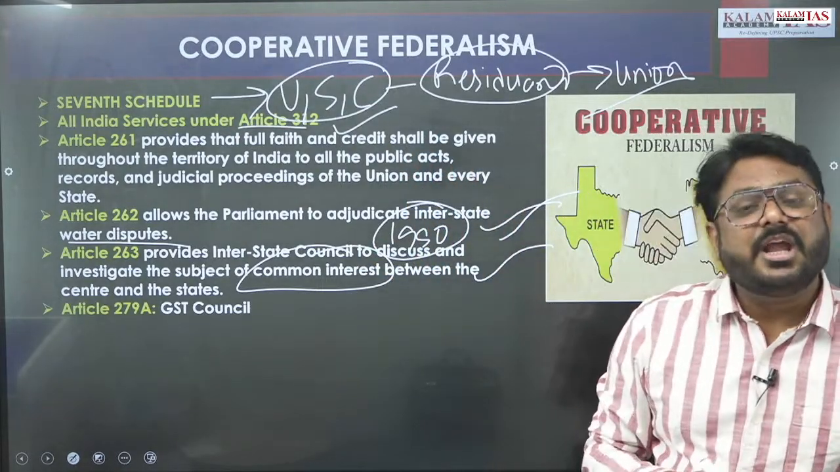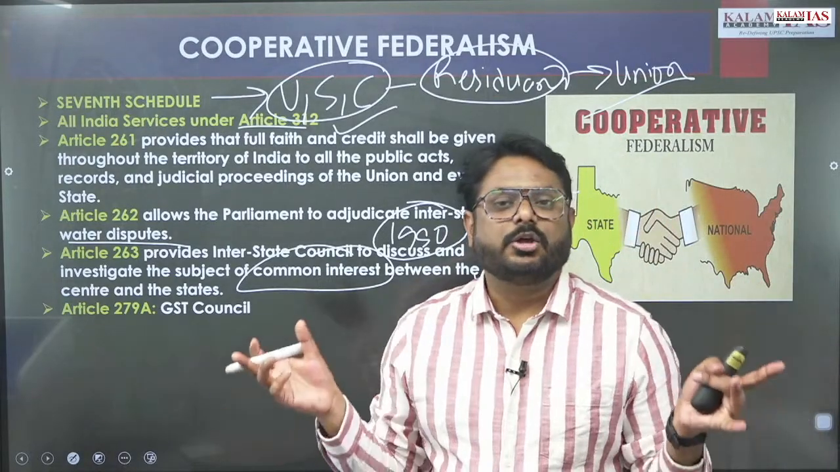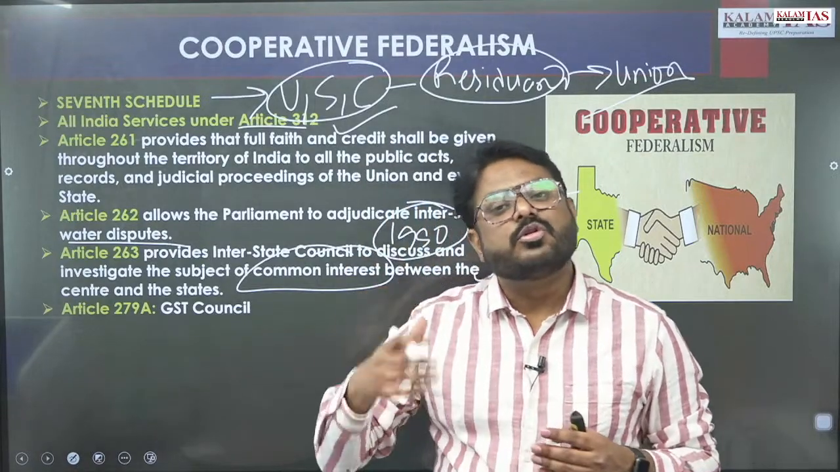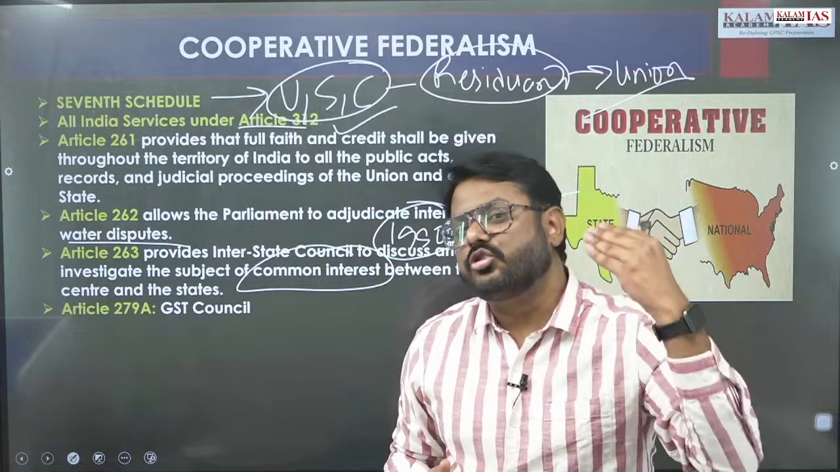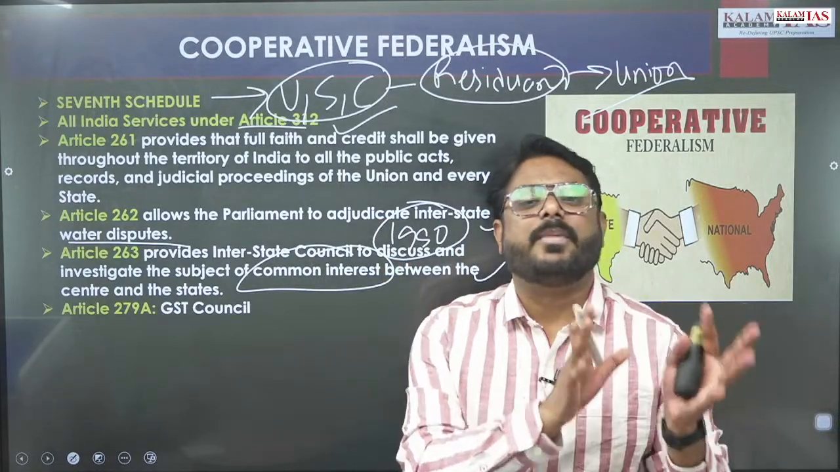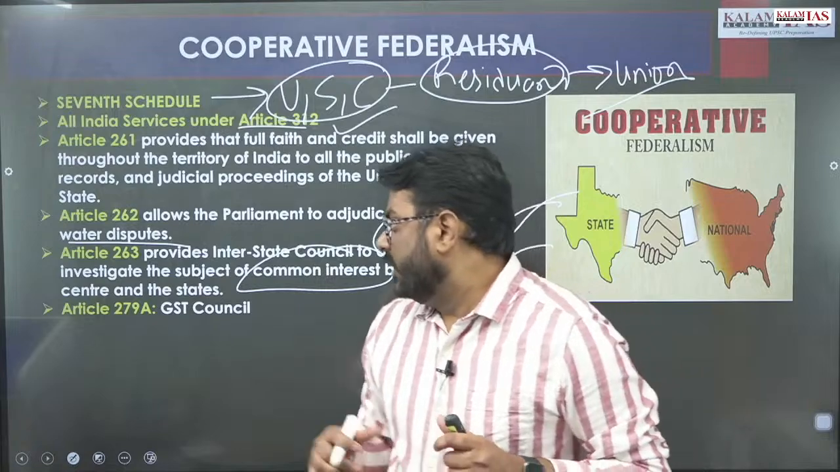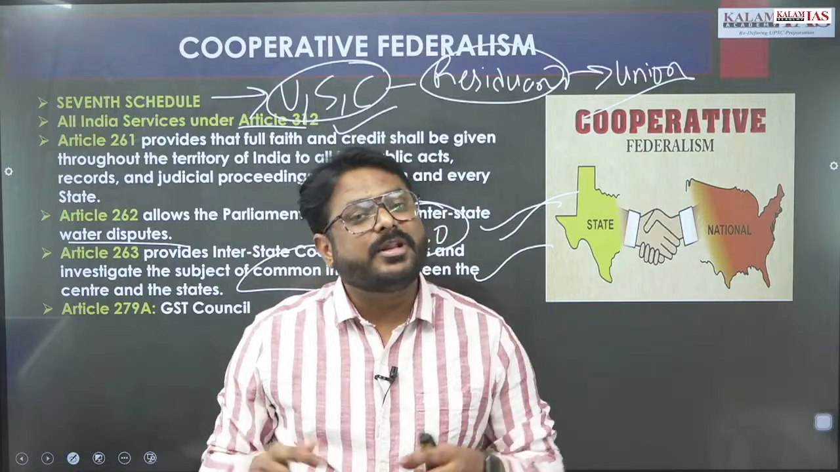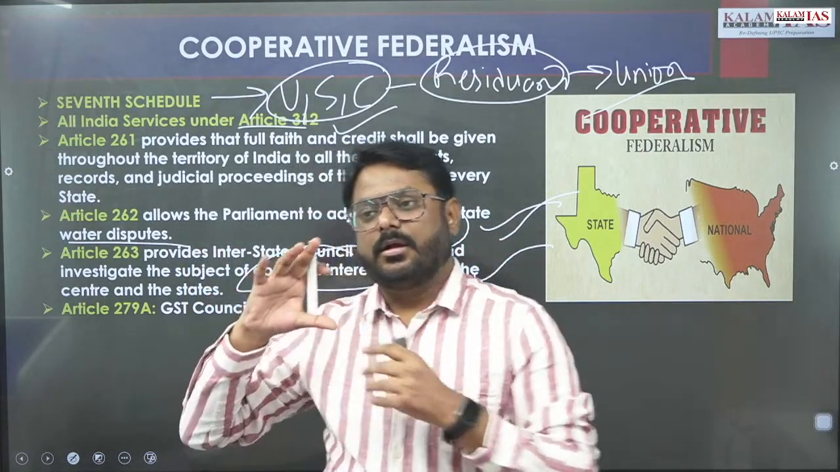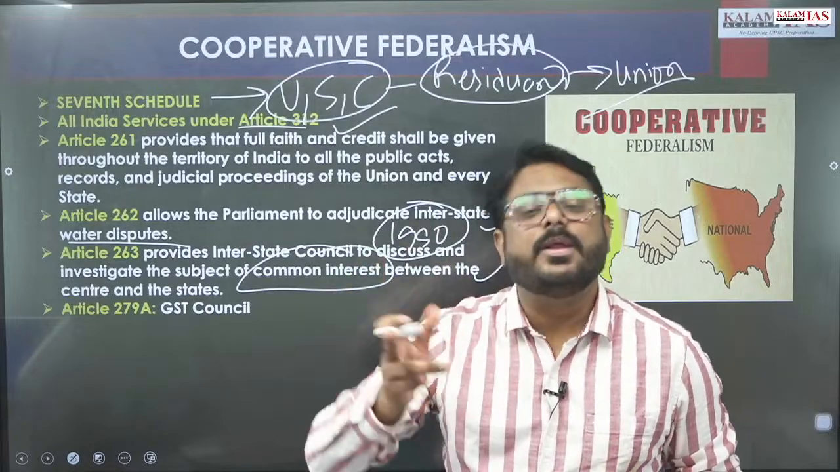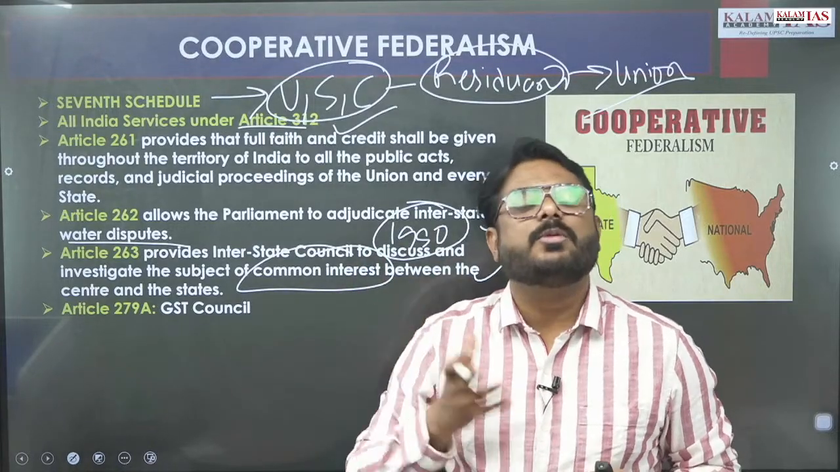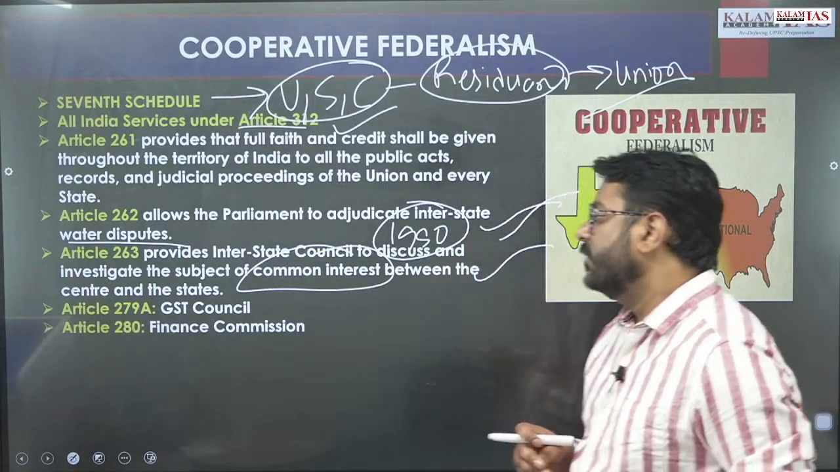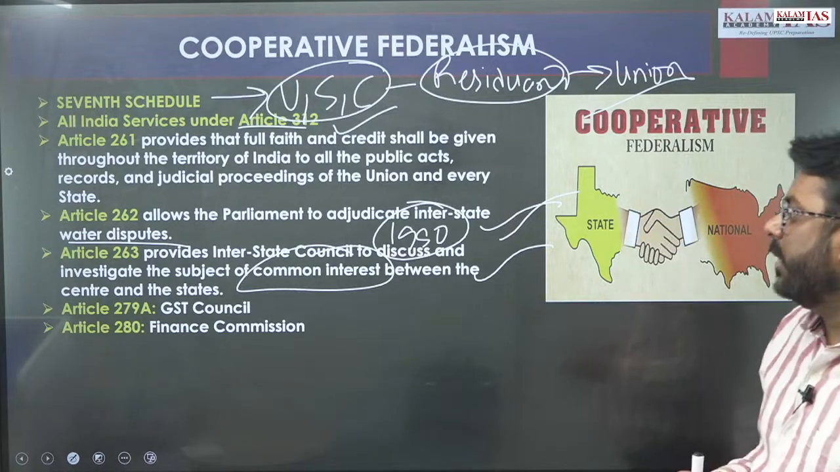Under Article 279A of the Constitution of India, the GST council has been made, right? One nation, one tax is goods and services tax. Through the 101st Constitutional Amendment Act, GST has been implemented, right? So the GST council has been made. This GST council will decide upon several things: on which items how much tax should be applied, what should be the slab rate for different types of items, right? Several other things will be decided by the GST council. This is also cooperative federalism.